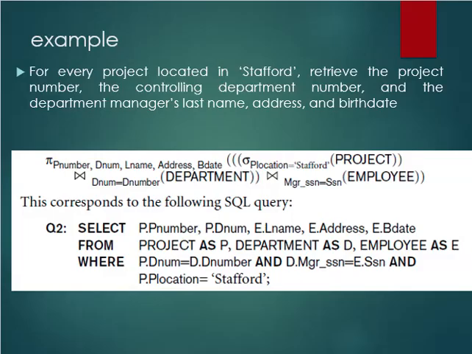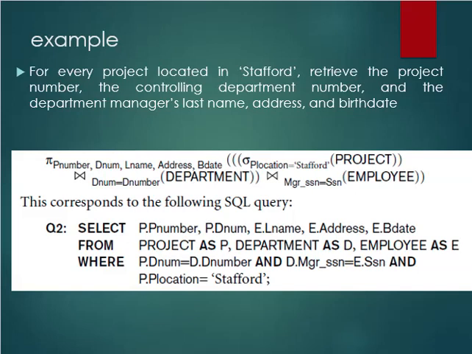On getting a question like this: for every project located in Stafford, retrieve the project number, the controlling department number, and the department manager's last name, address, and birth date. In exams you will be given a database and its attributes, and you will be asked to write the query for a question like this. So you will be given the schema and you have to write the query first.